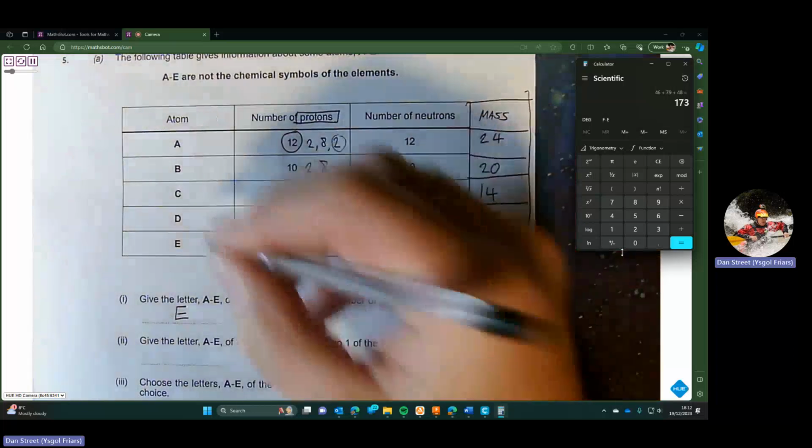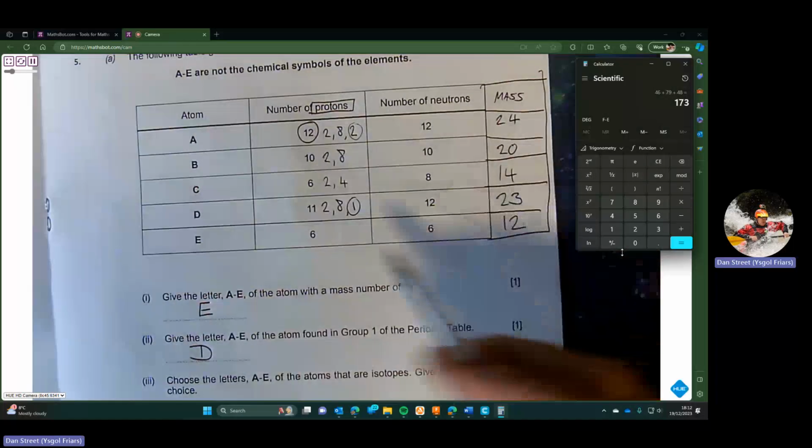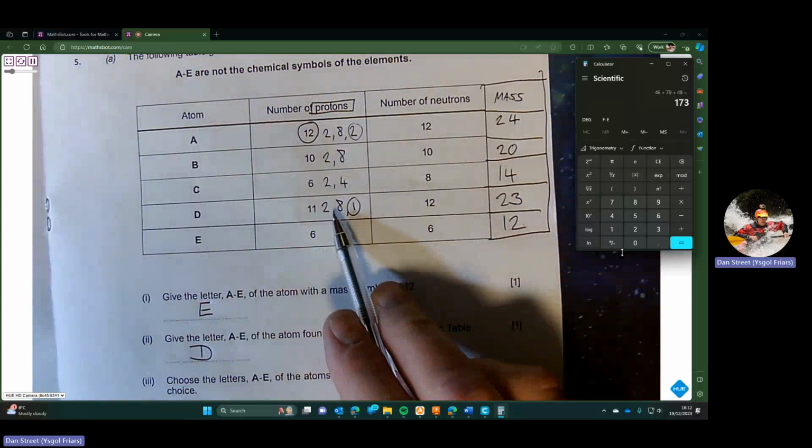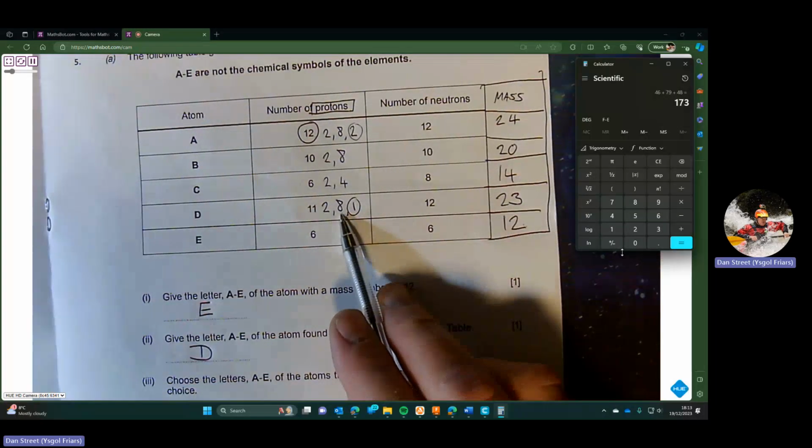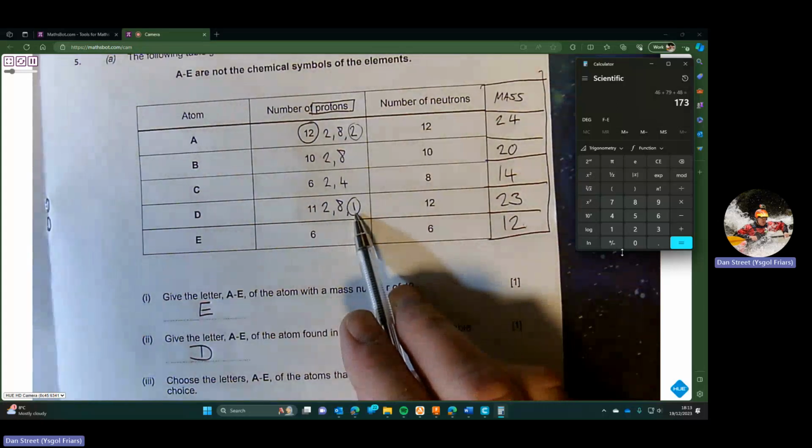All right, so D is a member of group 1 because it's 11 electrons going to the shells, 2 in the first, which is now full, 8 in the second, which is now full, leaving 1 in the outer shell, which means it's a group 1 element.